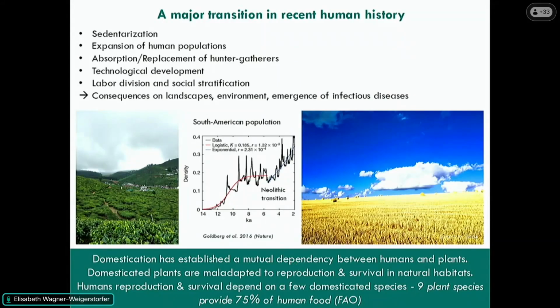So domesticated plants are maladapted to reproduction and survival in natural habitats. So I just illustrated, for example, domestic plants that don't lose their seed anymore at maturity, which makes them really maladapted to reproduction and survival in natural habitats. But us as humans, our reproduction and survival also depend on a few domesticated species. So for example, this is a recent estimate from the FAO that shows that 9 plant species provide 75% of the human food worldwide.